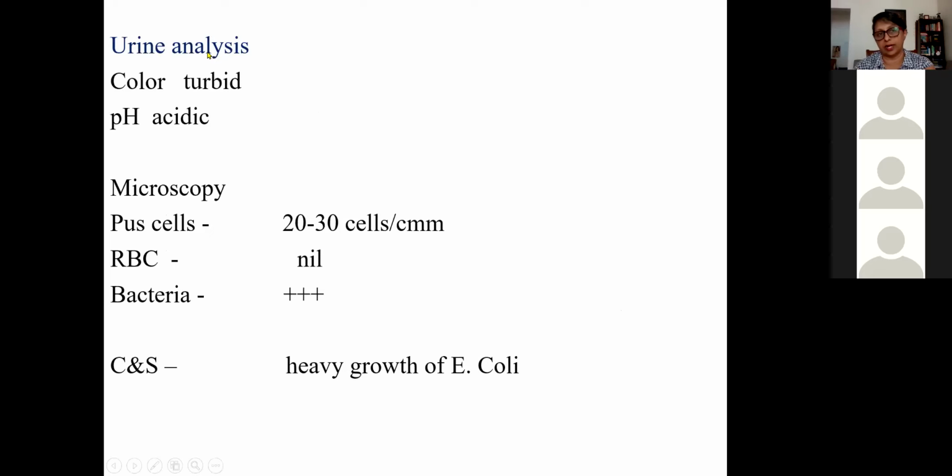So now we will see the next question, urine analysis. Write down this question, then we will discuss. Urine analysis. Color: turbid. pH: acidic. Microscopy: pus cells 20 to 30 cells per cubic millimeter, RBC nil, bacteria 3+. Culture and sensitivity: heavy growth of E. coli. Please write down.